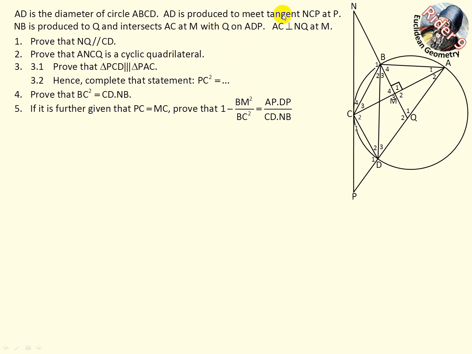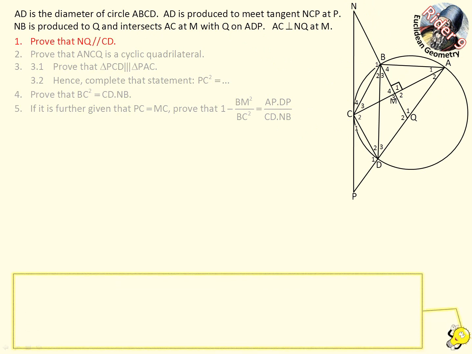Now, where it says AD produced to meet at P and NB produced to meet at Q and that sort of thing, we don't need that. The only reason why that's there is to tell you that those are straight lines, really. But we do have AC perpendicular to NQ, which means 90 degrees, all 4 are 90, that's what it's telling you. So now, we have to prove NQ parallel to CD.